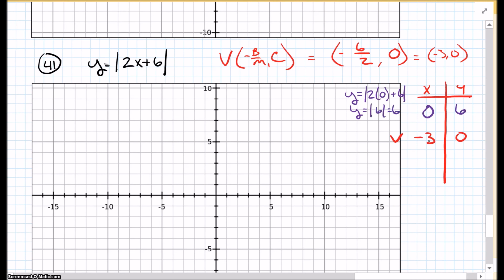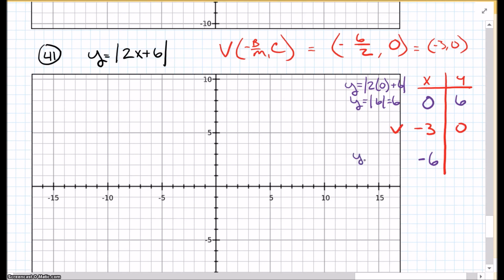If we go equidistance down, if I go negative 6, again equidistance, we're going to plug that into the equation. What you're going to see is we're going to get y equals the absolute value of 2 times negative 6 plus 6. Negative 12 plus 6. So y is going to be the absolute value of negative 6, which is 6. And again, if it's equidistance, my y value should be the same.